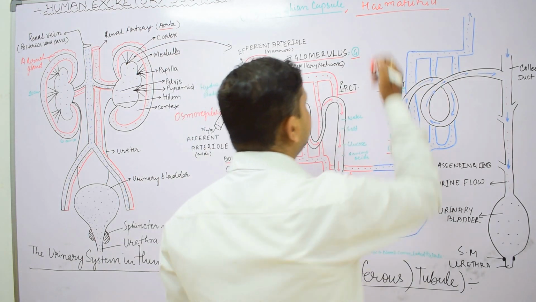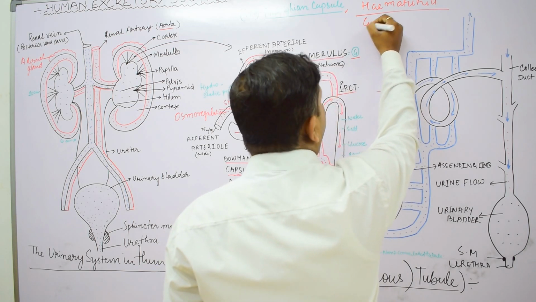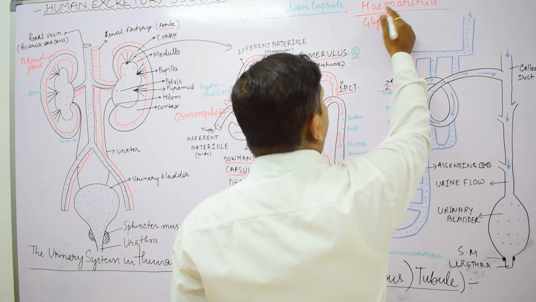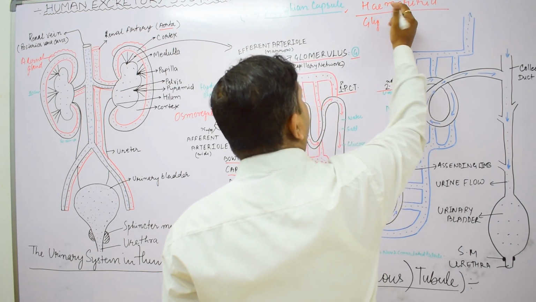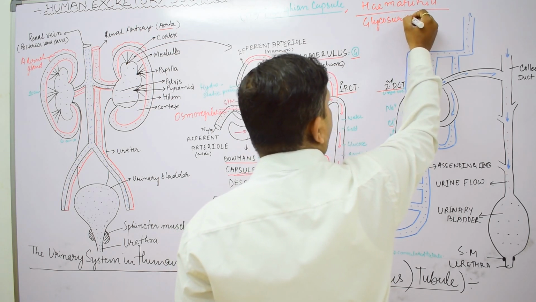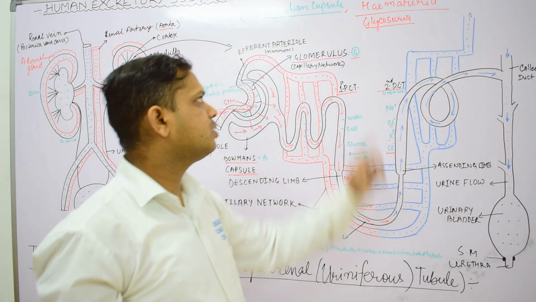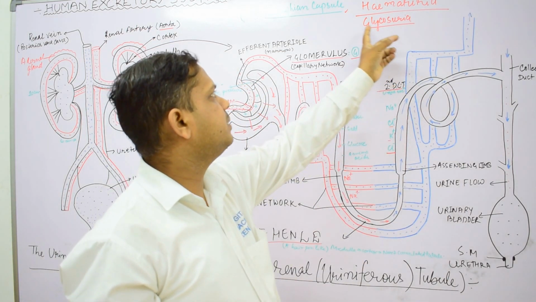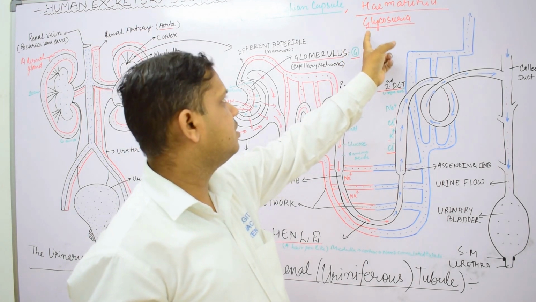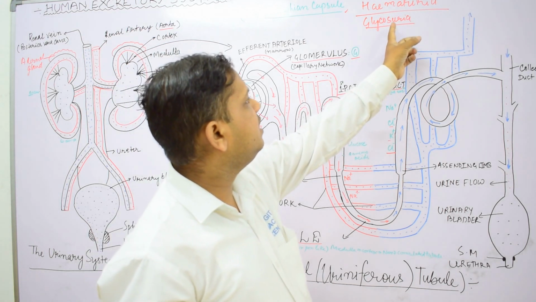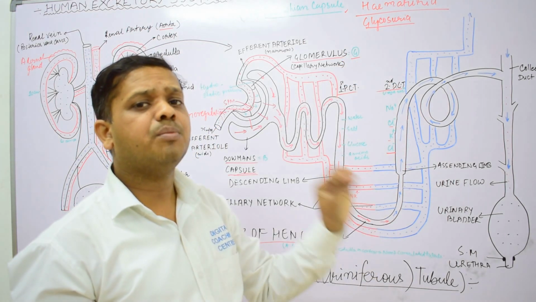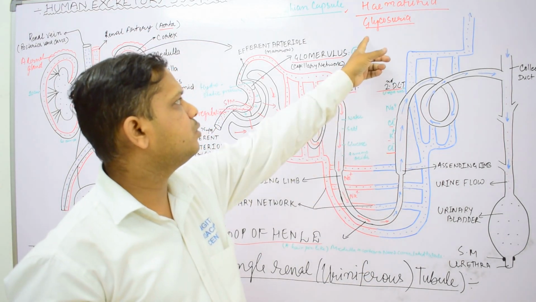And the second kidney-related disease is called glycosuria. Glyco means glucose, uria means urine. So if glucose is coming out in the urine, that disease is known as glycosuria. If the glucose component is coming in urine, that is known as glycosuria.